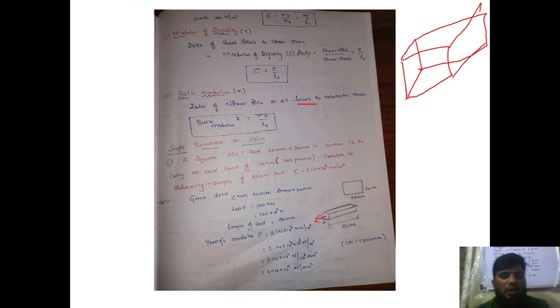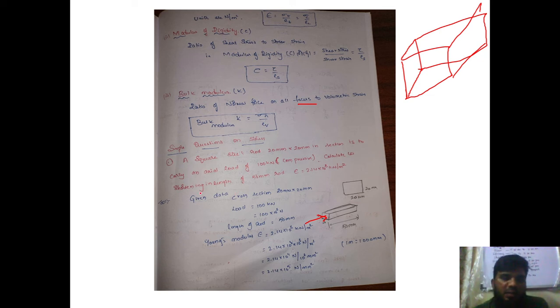Here they are asking for a compressive load, which means you have to give the direction inwards, internally. Let me erase this and show you again. If you want to draw the diagram for this load, you have to draw it like this. The direction of this load will be inside. Since this is compressive, they are asking us to find the shortening in length.